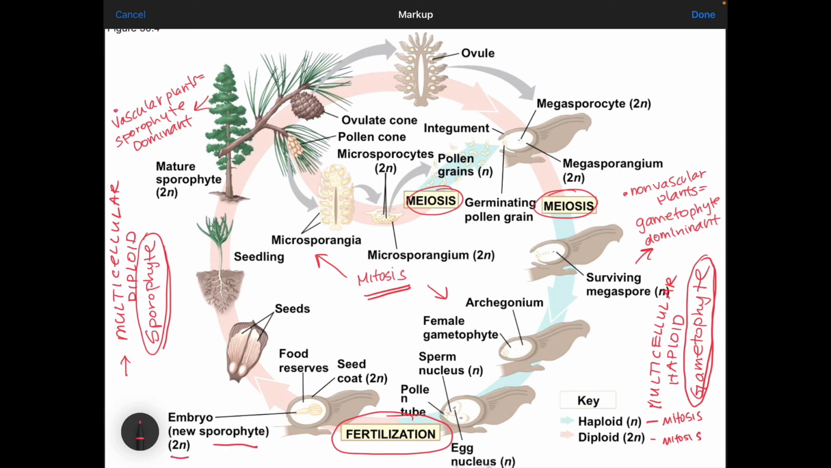Okay, so after meiosis, we are N, haploid. After fertilization, we are 2N, diploid. So we're going to go back and forth between meiosis and fertilization. And that's going to be true for multicellular organisms in general, switching back and forth between meiosis and fertilization to go back and forth between haploid and diploid.